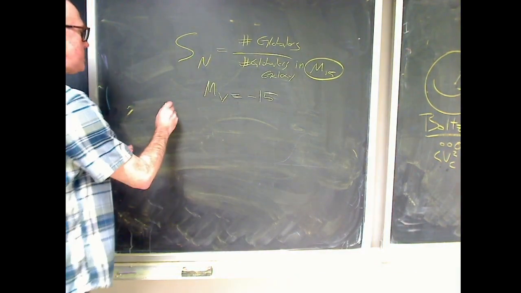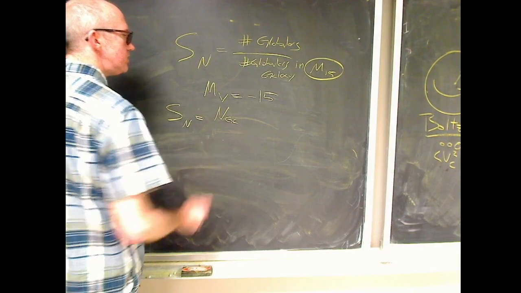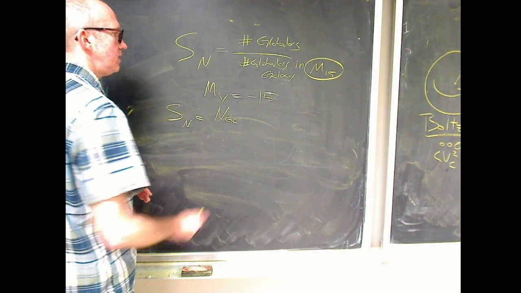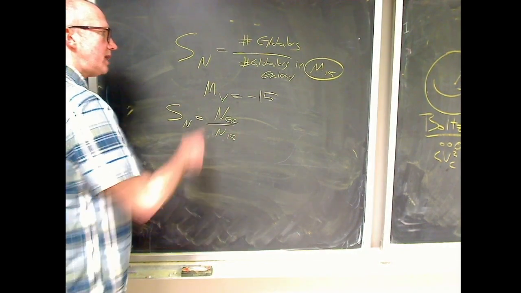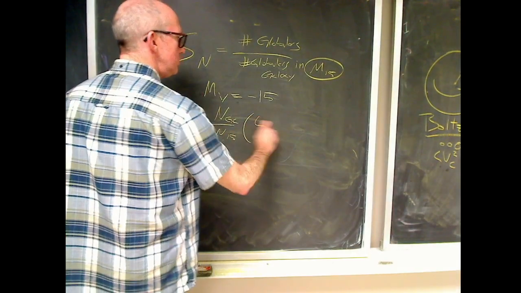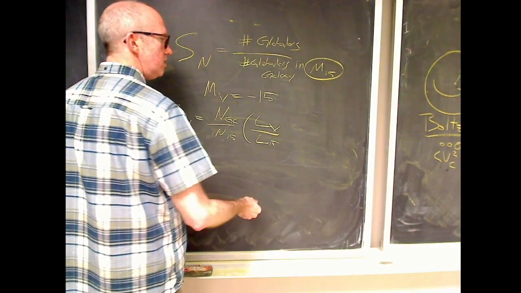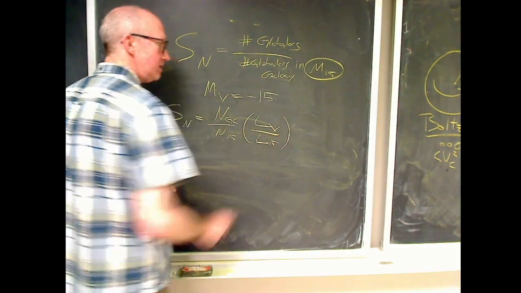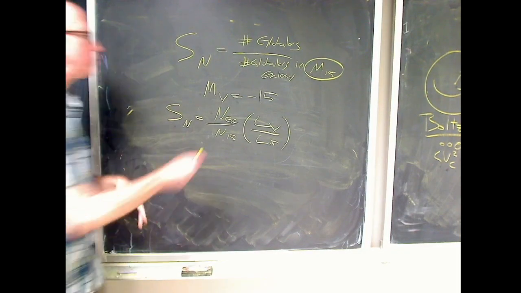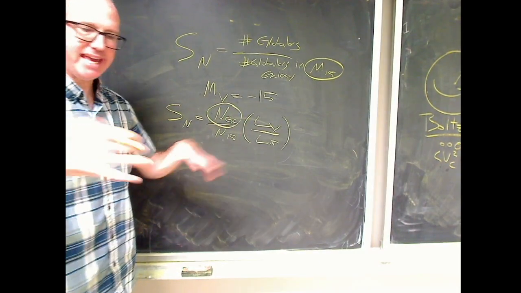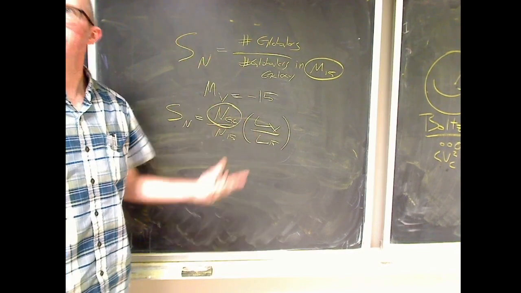So we just take this normalized number, which is the number of globular clusters divided by the number of globular clusters in a typical galaxy like this, times the luminosity of my galaxy over the luminosity of one of these galaxies. So I'm just taking the number that I get and scaling it relative to the other things so that we can compare them all.